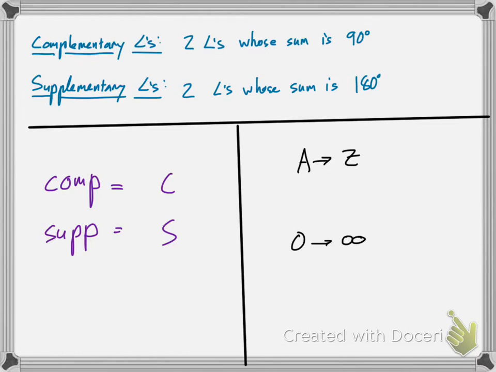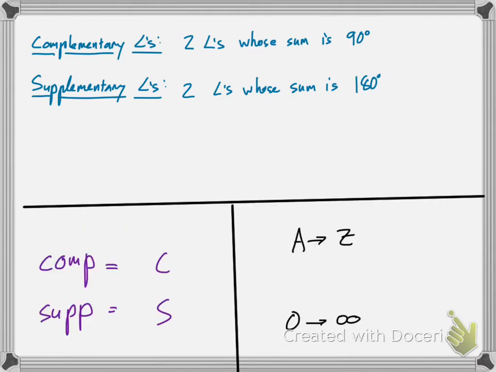All right, moving on to our next two terms. Here we're going to look at complementary and supplementary angles. And these are two terms you may be familiar with from last year or some of your previous math classes. We're going to look at them a little bit more in depth. Complementary angles, they are two angles whose sum is 90. And supplementary angles, they are two angles whose sum is 180 degrees.